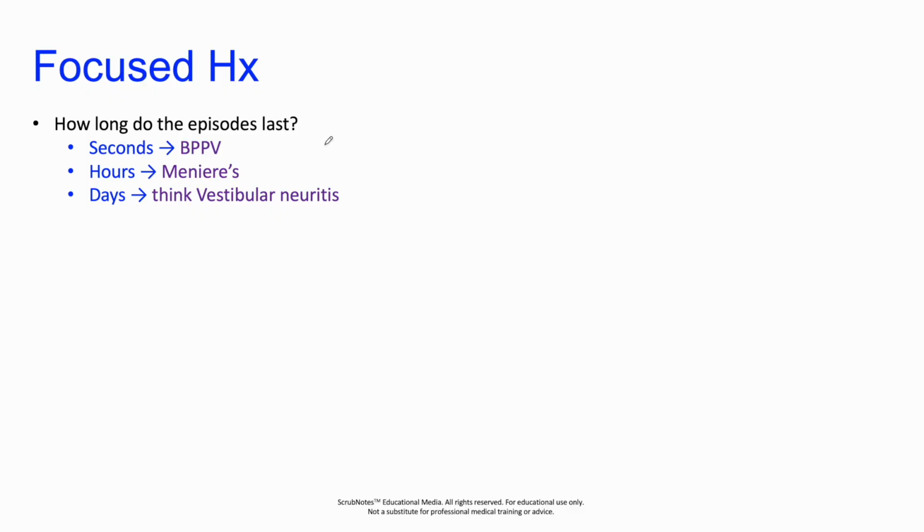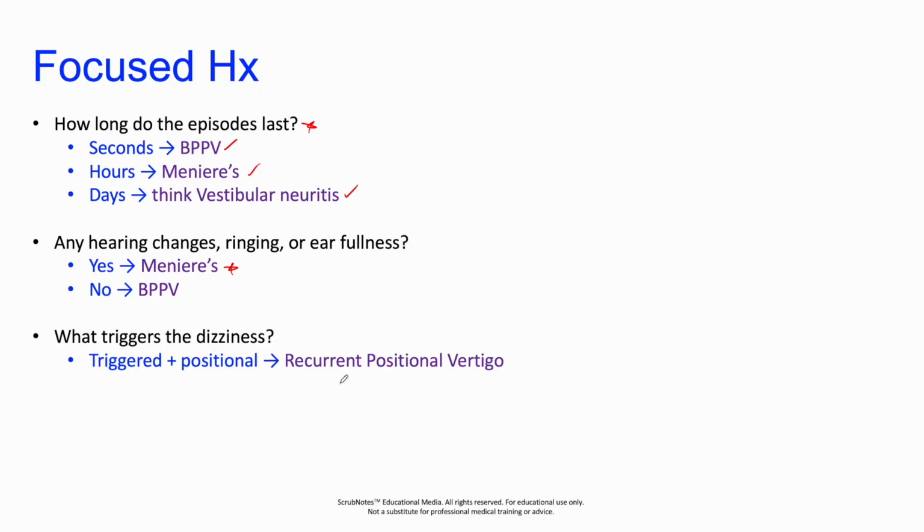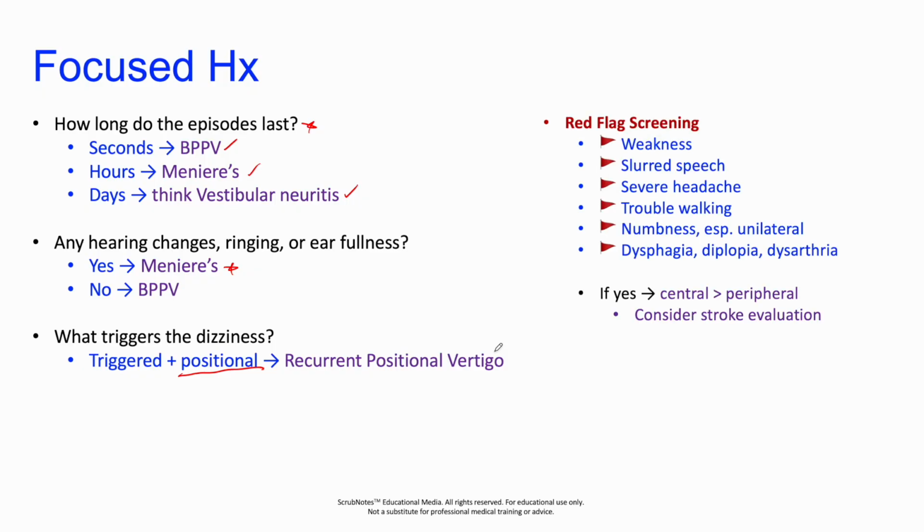Okay, so now we can have more focused history questions. I like to use time as a pattern because it's one of our strongest differentiators. If you asked, how long did the episodes last? And they say seconds, maybe that's more indicative of BPPV. Hours? Meniere's. Days? Probably more vestibular neuritis. You could ask if there's any hearing changes, ringing, or ear fullness. If there are, much more likely to be Meniere's than BPPV. You could ask them about any triggers of the dizziness. Often there could be specific positional triggers that the patient experiences that bring on the vertigo.